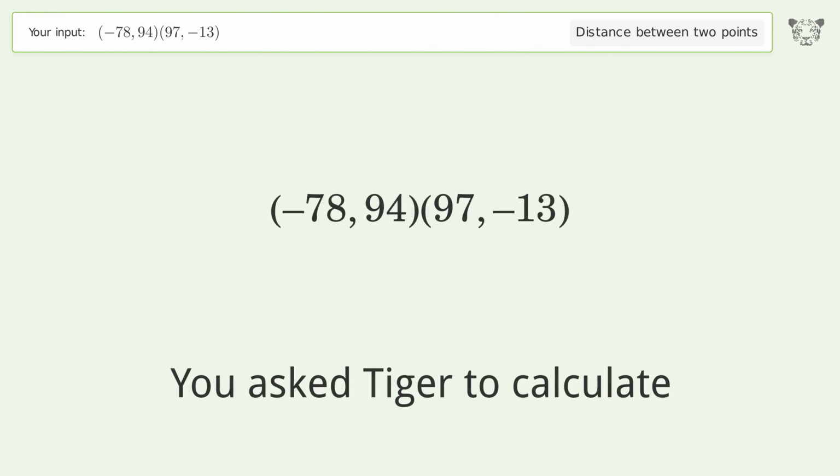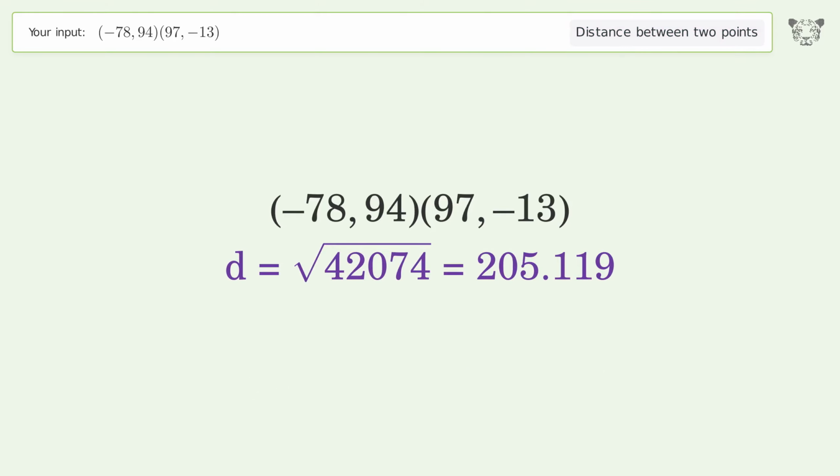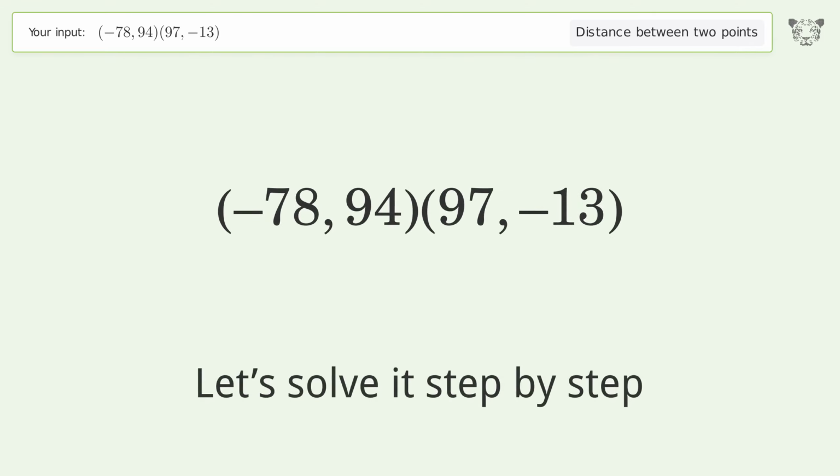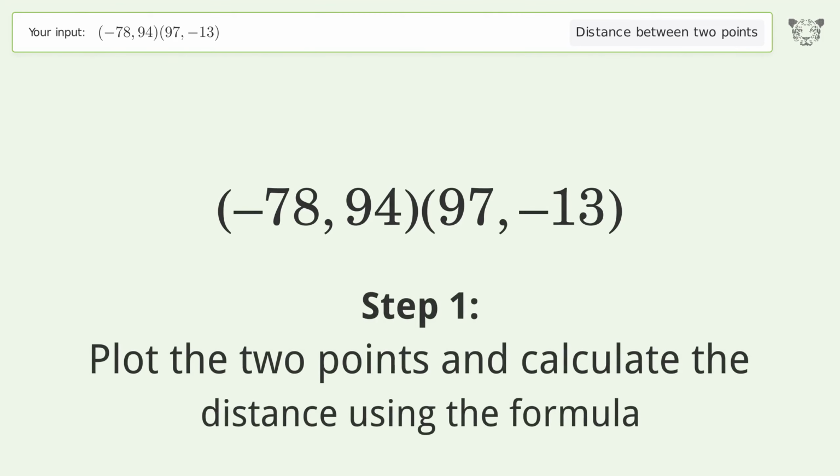You ask Tiger to calculate. This deals with the distance between 2 points. The distance between the 2 points is the square root of 42,074, or 205.119. Let's solve it step by step. Plot the 2 points and calculate the distance using the formula.